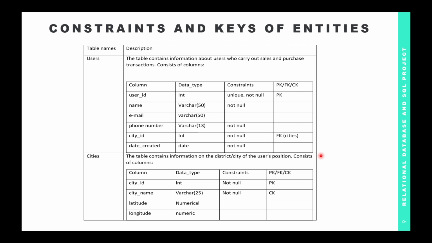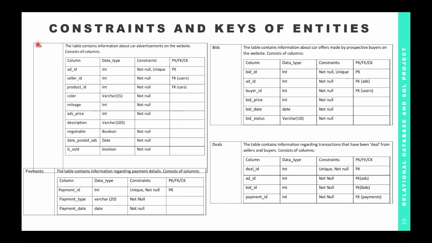Let's take a look at the constraints and keys of the entities. The first one is users. The users table contains information about the users who carry out sales and purchase transactions. In this table, we have user ID as the primary key and city ID as a foreign key from the cities table. These are the constraints. These are the data types. And then the cities table contains information about the district or city of the user's position. The primary key of this table is city ID, and it also has city name as a candidate key.